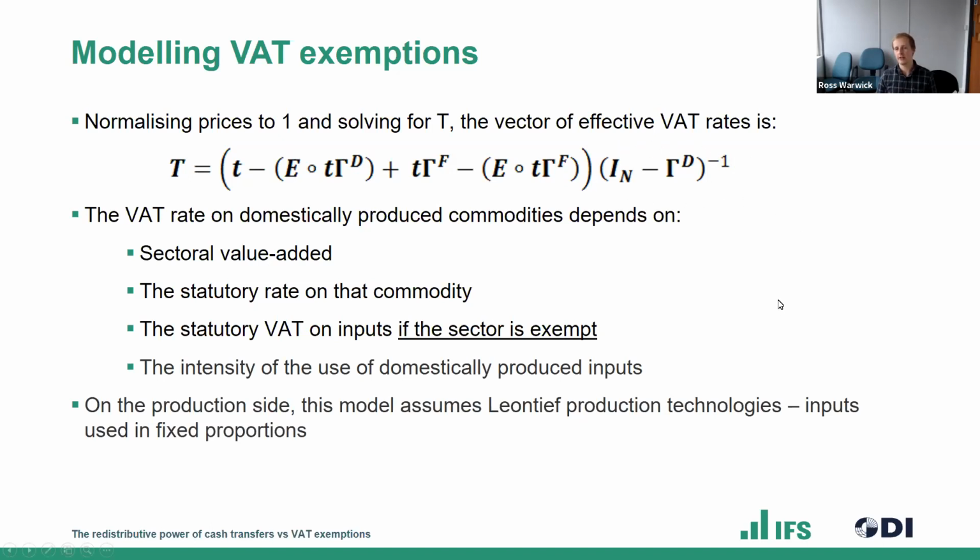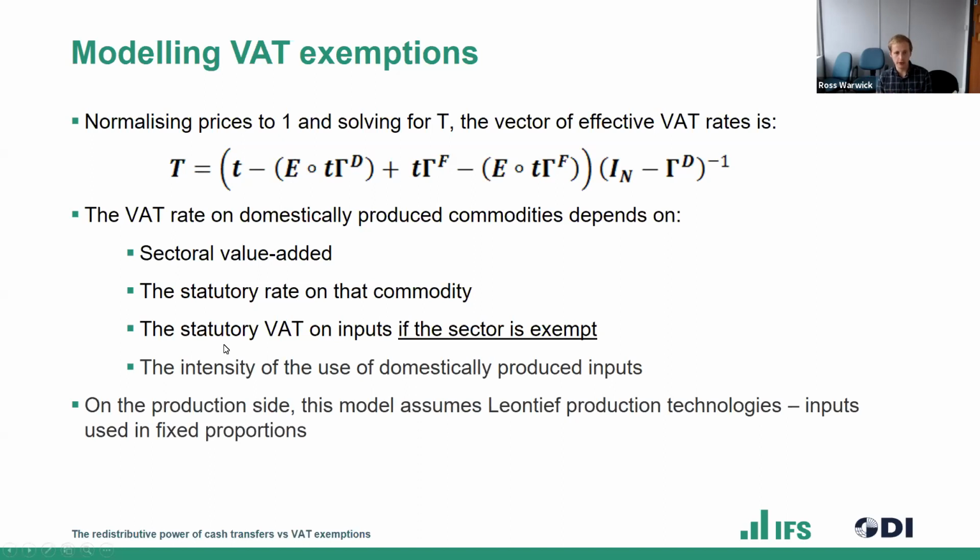Essentially, what this last term is saying is that if a sector uses lots of domestically produced inputs in its production, this is going to allow more chains of production for VAT to become embedded if there are VAT exemptions causing embedded VAT. So these are some of the factors which are going to drive differences in effective VAT rates across sectors. Of course, we are making some assumptions here on the production side. The idea is that we can change these vectors of statutory VAT rates and exemption status to calculate new vectors of effective VAT rates that we'll use in our model.